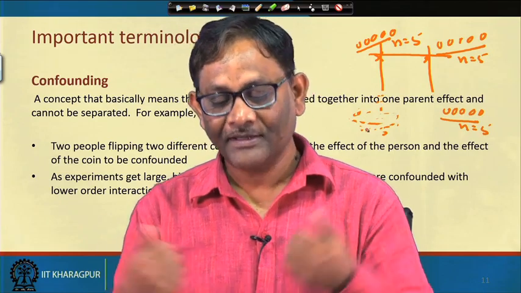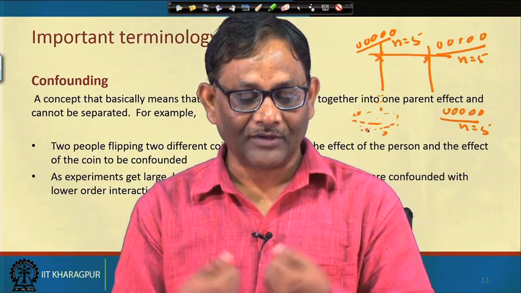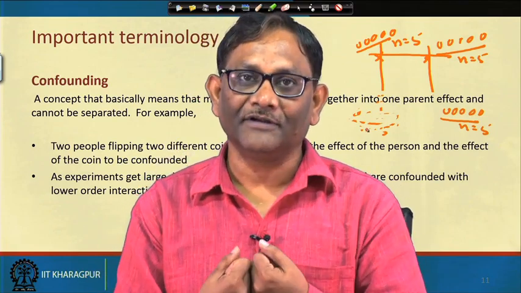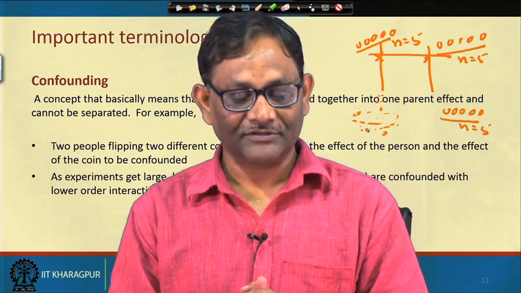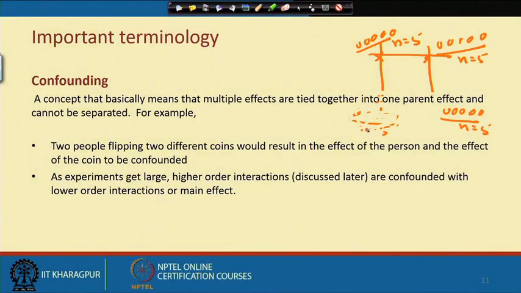In that case, what happened? The people and the coin are confounded, you cannot separate them out. This situation is known as confounding. Later on, when you go for higher order factorial designs, I will let you know how the different interaction effects are confounded with other interaction effects as well as with main effects. Okay.